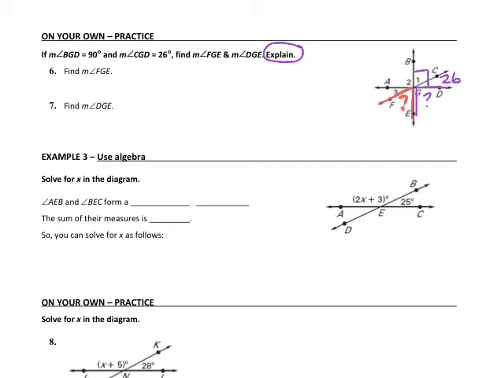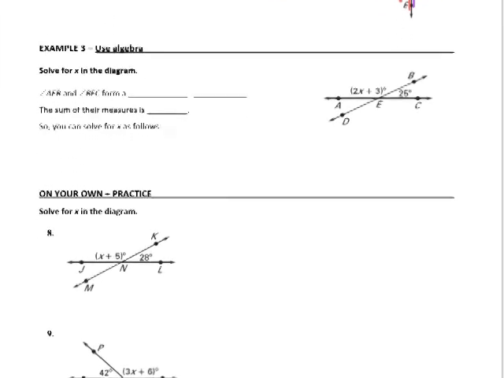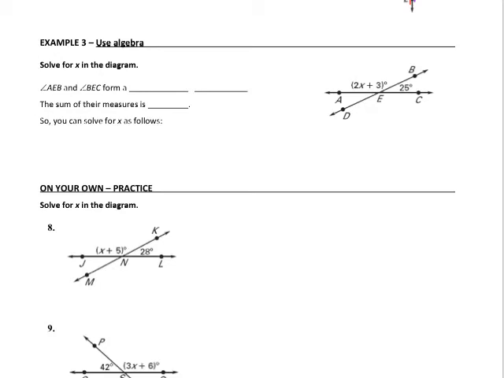And then for example number 3, we're going to actually add some algebra in here. It says solve for x in the diagram. If you take a look at angle AEB and BEC, they actually form a linear pair. Okay, so BEC, and look, they do form a letter Y. If you look at it kind of on the side there, the letter Y is on its side. So this line, AEC, is a 180 degree angle, a straight angle, and so those two angles are forming a linear pair. And linear pairs sum up to 180 degrees.